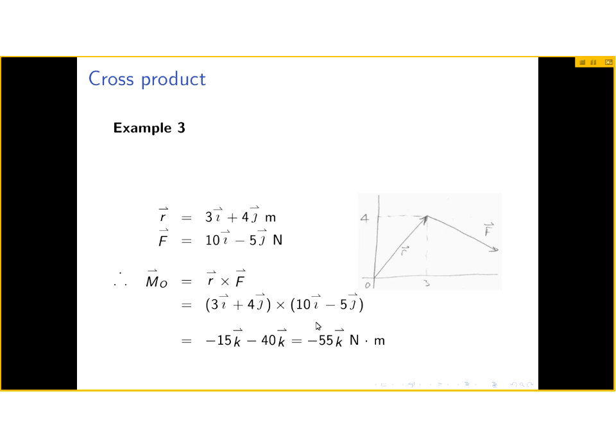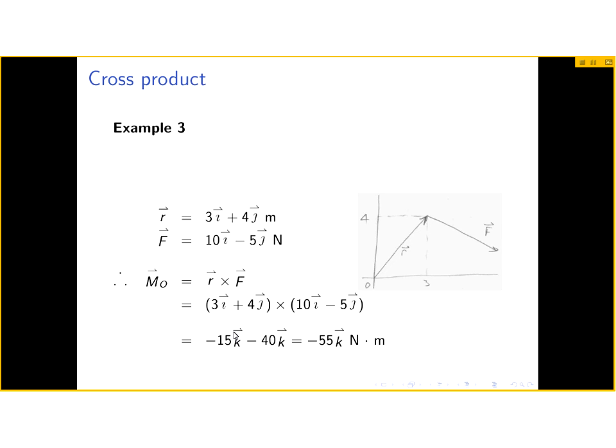Now I need to once again apply the distributive law, but I need to apply it twice. The first time I apply it, I will calculate the cross product between the vector 3i and 10i, which of course will be a 0 vector, so I can ignore it. And then secondly, the cross product of 3i with minus 5j, which will give me minus 15 times the cross product of I with j, which is of course plus k, which gives me this result, minus 15k.